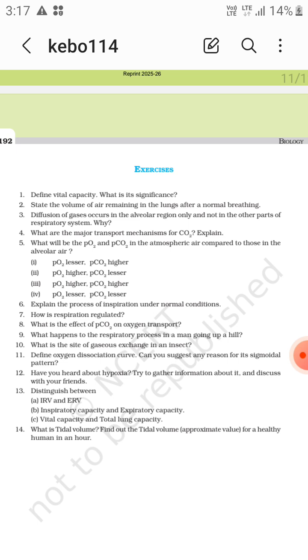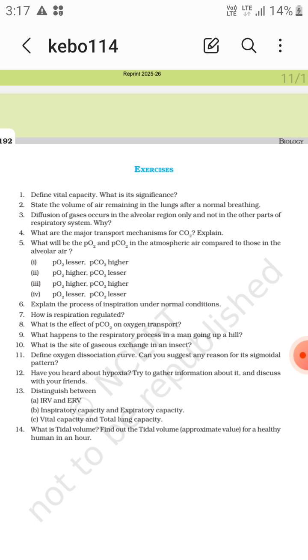Diffusion of gases occurs in the alveolar region only and not in the other parts of the respiratory system. Why? Because they have the diffusion membrane, they have the partial pressure and all that.